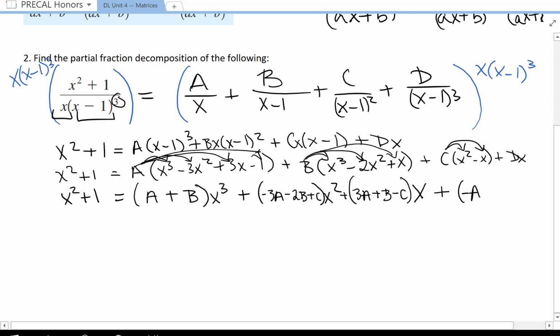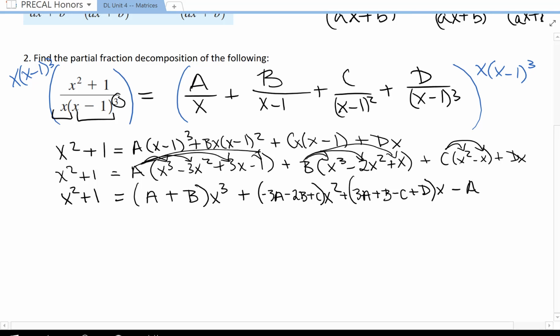Oh no, d was supposed to be in the last one. My bad. D is being multiplied by x, so we're going to say plus d. That's being multiplied by x. And we only have one constant. It's the a minus a.